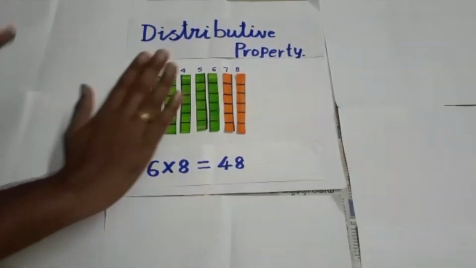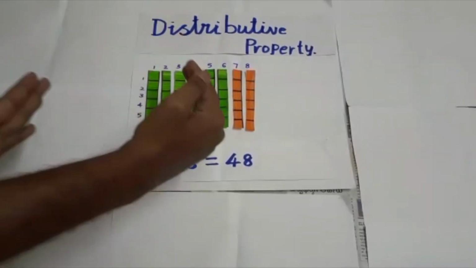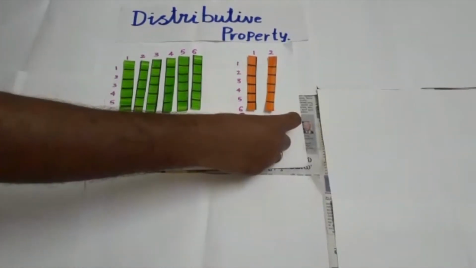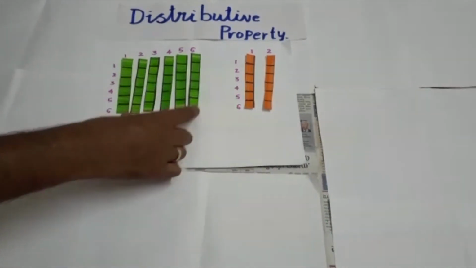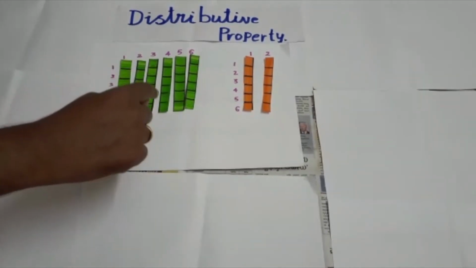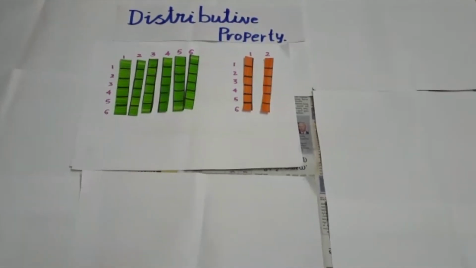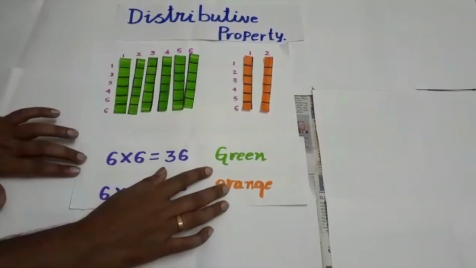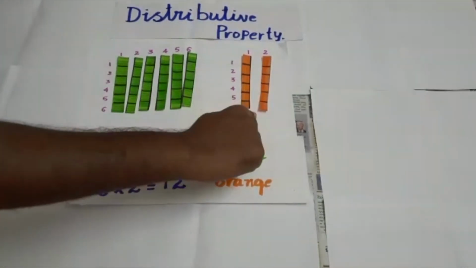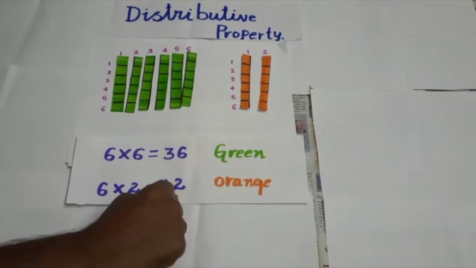Now we will distribute the grids by different color. That is, green colored grids I will make separate and orange colored grids I will make separate. We have separated the green colored grids and orange colored grids. Now the green colored grids are of 6 rows and 6 columns, and the orange colored grids are of 6 rows with 2 columns. I can say like this, 6 rows into 6 columns is equal to 36 grids for green color, and 6 rows into 2 columns is equal to 12 grids for orange color.